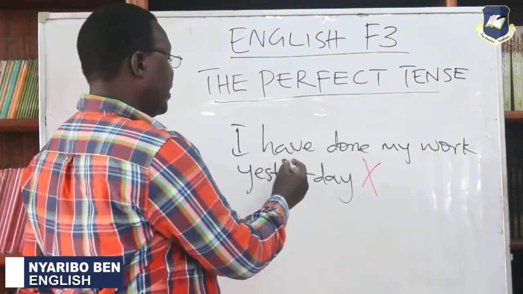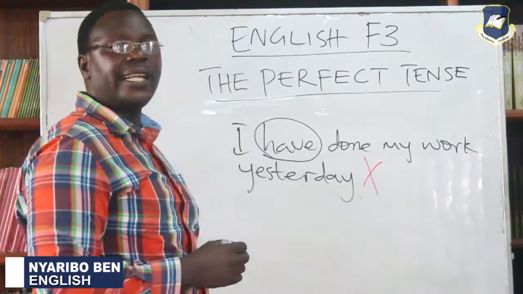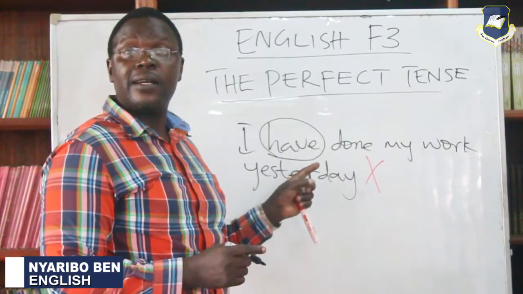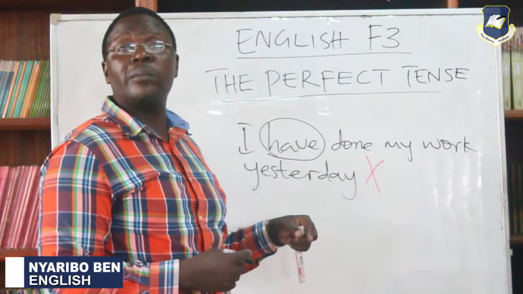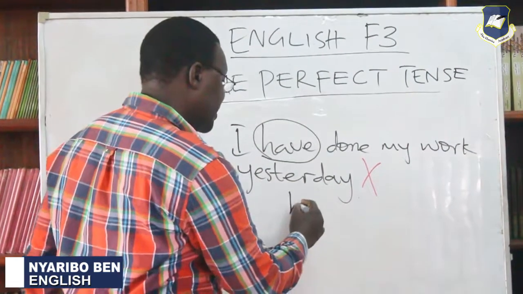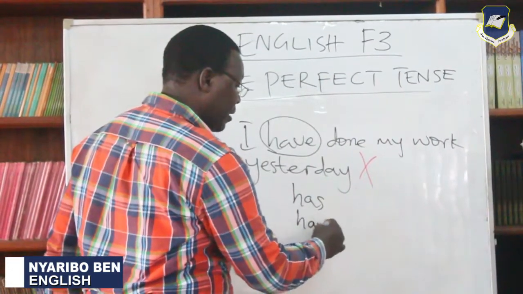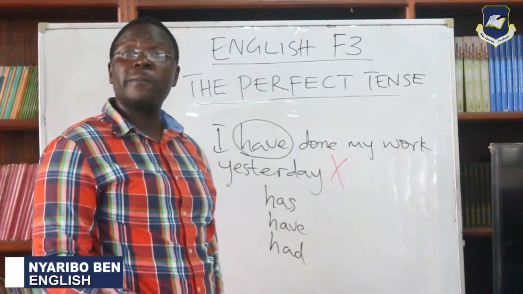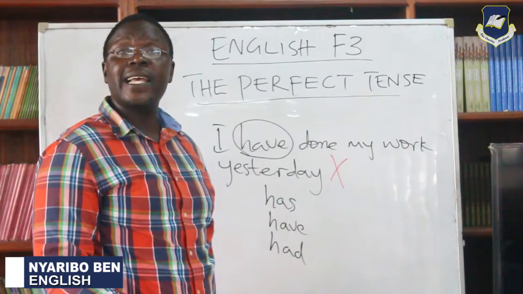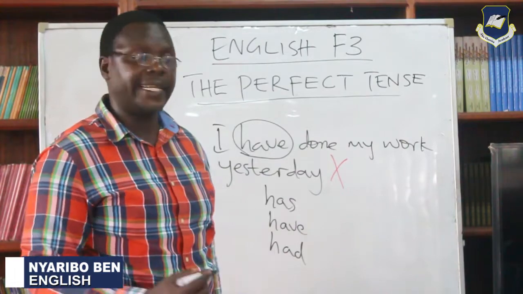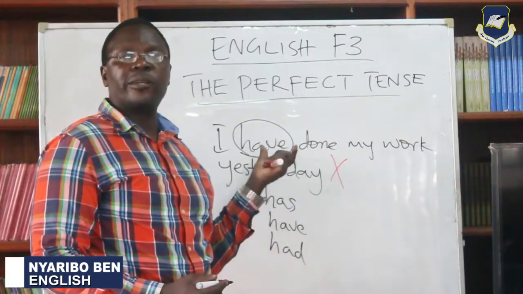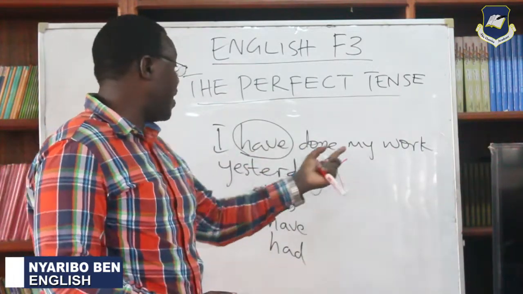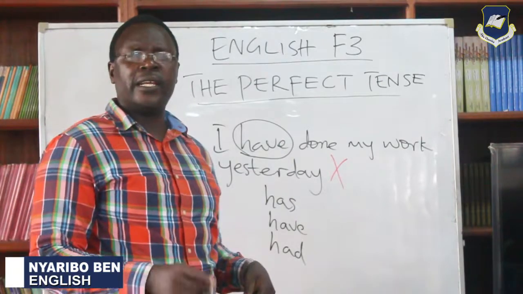Why? The tense marker, that auxiliary verb, have, is the tense marker. And it is the one that we manipulate to have the has, to have the have itself, and had, to help us present ideas that have already been completed. So, the tense marker for the perfect tense is have. So when we go about saying, I have done my work yesterday, I don't know exactly what you mean there.